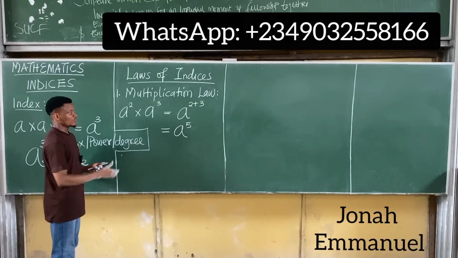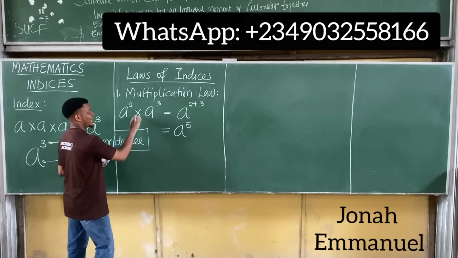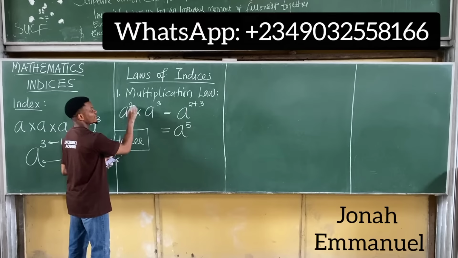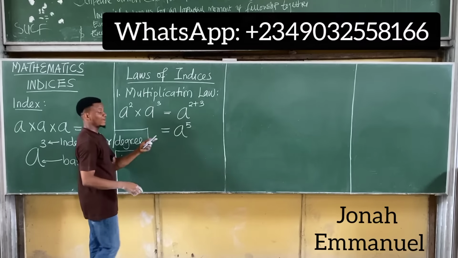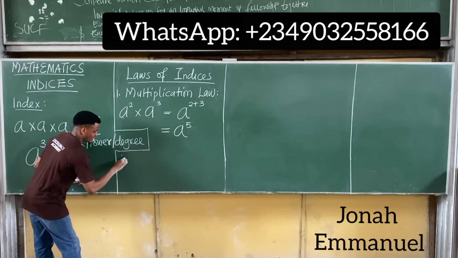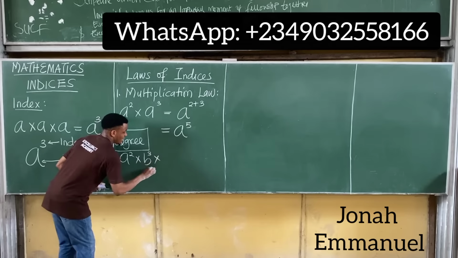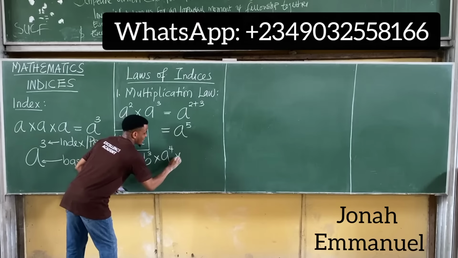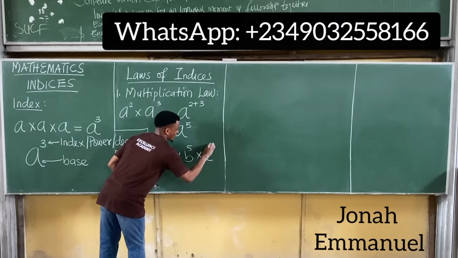So this is what the multiplication law says: if I multiply the same base having different powers, my answer will be that base with the indices summed. That's the multiplication law. Let's take one more example. Let's say I have A to the power 2 times B to the power 3 times A to the power 4 times B to the power 5 times C to the power, let's say, 10.